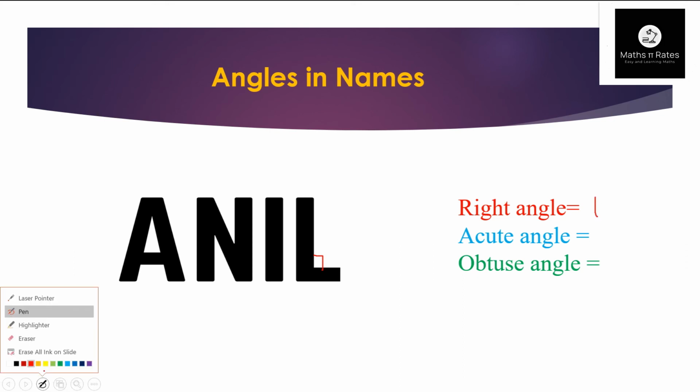Now we will count acute angles. 1, 2, 3, 4, 5. Total 5 angles are there. So we will write here 5 in front of acute angle. Now we will count obtuse angles. 1, 2. Only 2 obtuse angles are there. So we will write 2 here.